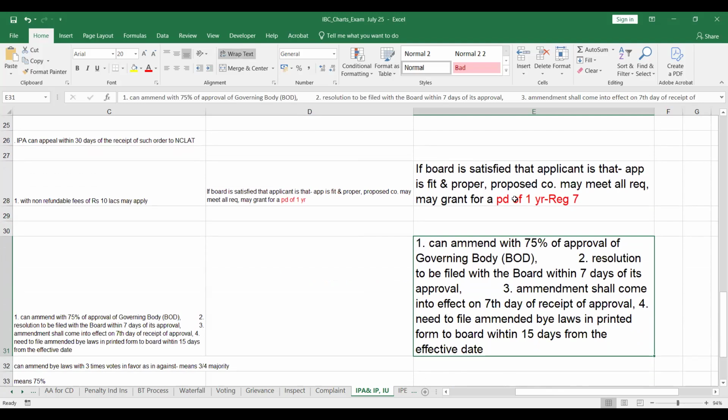It is exactly the same. So an IU can also amend the bylaws with 75% approval of the governing body. A resolution has to be filed with the board within 7 days of its approval, and the amendment shall come into effect on the 7th day of the receipt of approval. Then you need to file the amended bylaws in printed form to the board within 15 days from the effective date.